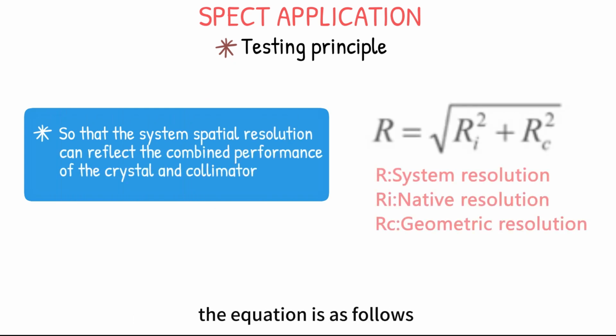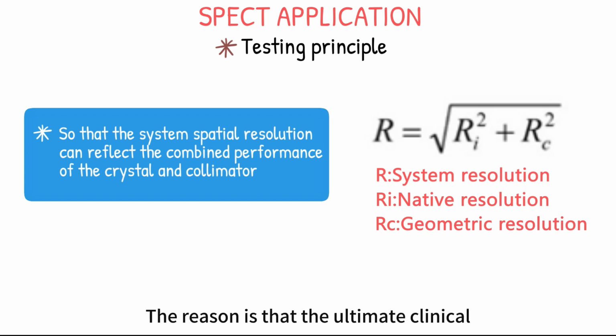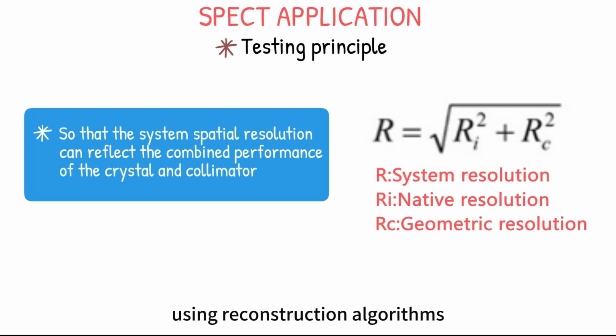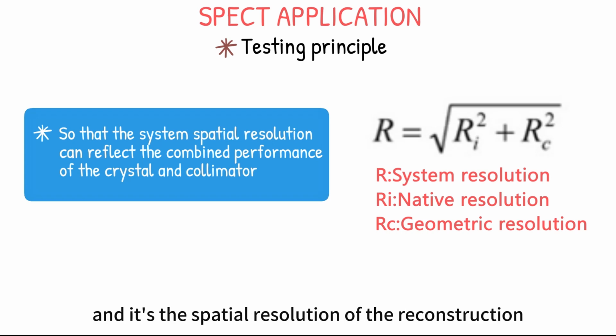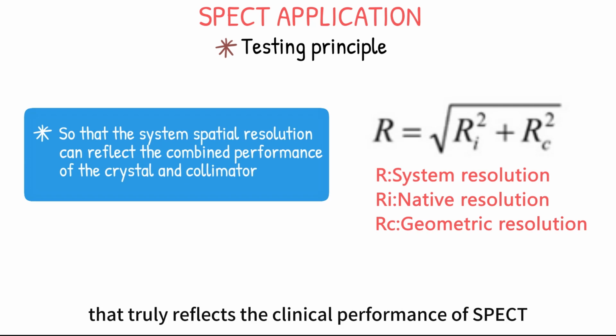The equation is as follows. R equals the square root of Ri squared plus Rc squared. Does the system's spatial resolution alone accurately reflect its clinical performance? Well, not quite. The reason is that the ultimate clinical images are generated using reconstruction algorithms, and it's the spatial resolution of the reconstruction that truly reflects the clinical performance of SPECT.